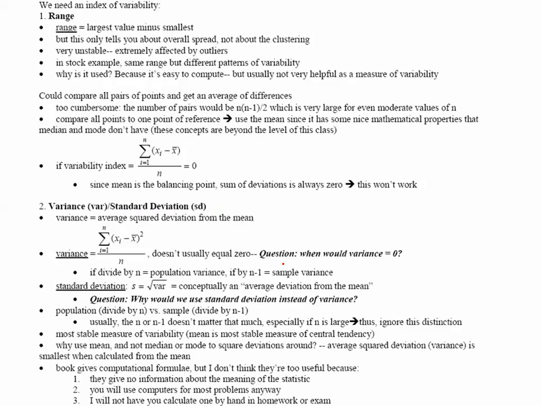How do we measure the variability? There's several measures that we can use. The first measure would be the range. We take the largest value and we subtract the smallest value, and the difference between the largest and the smallest is our range. It only tells us the overall spread. It doesn't tell us anything about clustering. It's very unstable, extremely affected by outliers. And in the stock example, they have the same range but different patterns of variability.